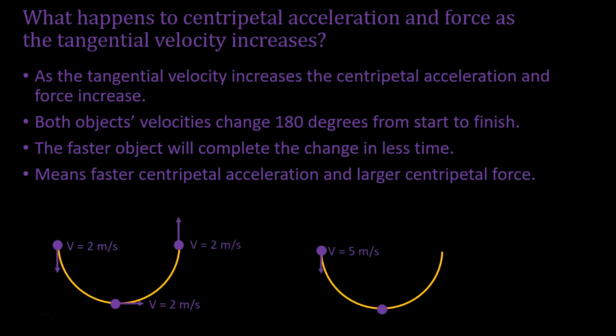So again, in this case, we have two objects moving through a semicircle. The one on the left is going 2 meters per second. The one on the right is going 5 meters per second. Clearly, the one on the right is going to get through the semicircle faster, which means its velocity changed faster and it has the larger centripetal acceleration and force.